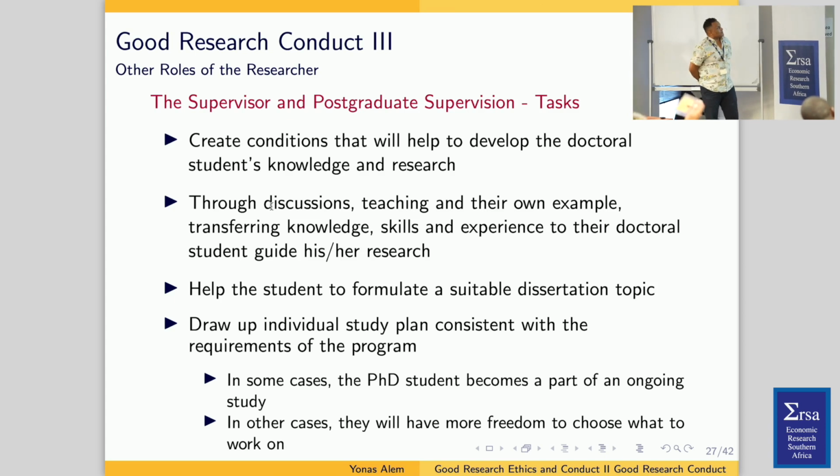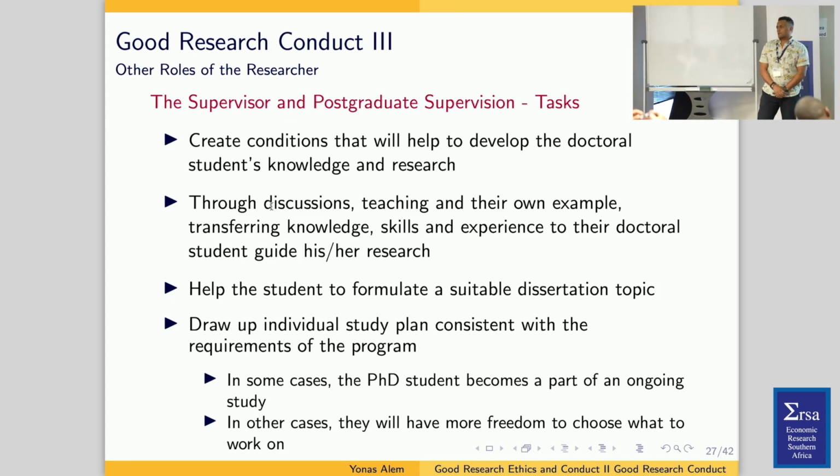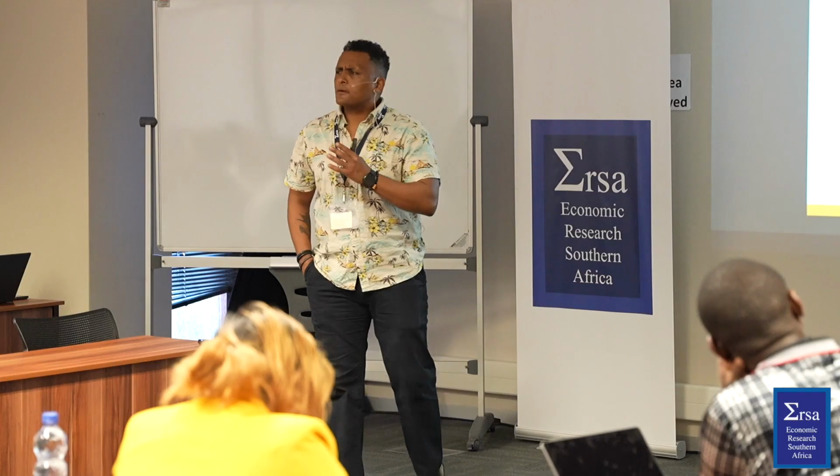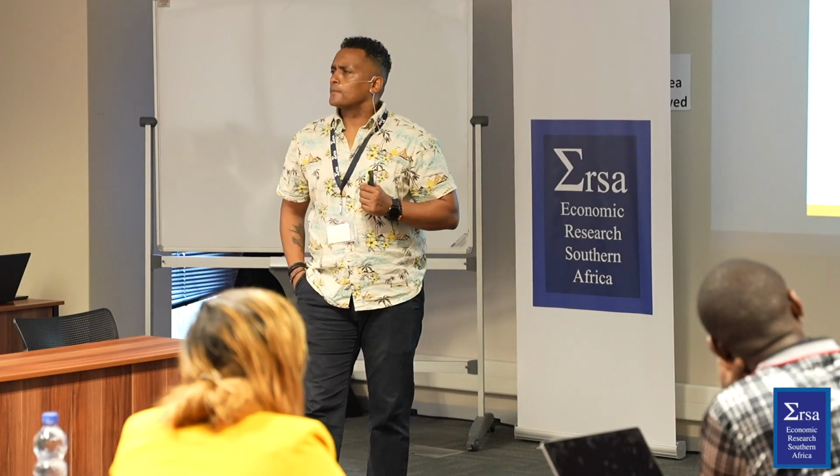The supervisor has a responsibility to create conditions that will help and develop the doctoral student's knowledge and research. It can be a master's student as well. I mean, it's not only doctoral research. So this happens through discussions, teaching, and their own example, and transferring knowledge, skills, and experience to the doctoral student, guiding his or her research. So it's a big responsibility to supervise someone.